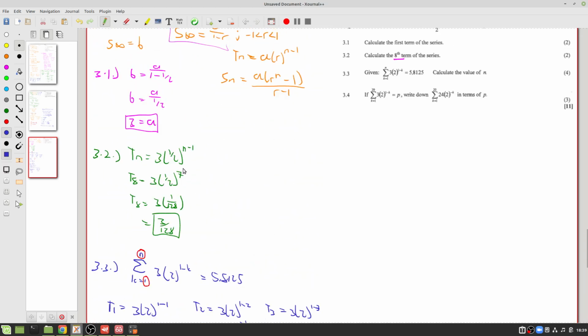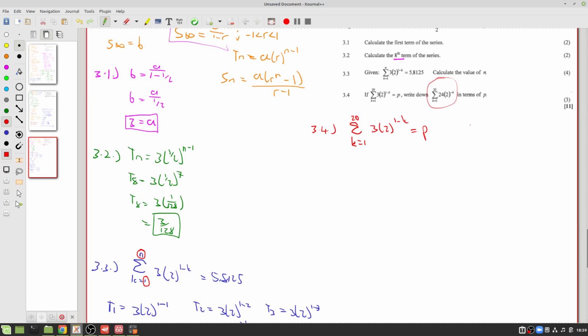Good. Now question 3.4, so the last one for question 3 here. I'm just going to rewrite this. So they say if we have this, write down the value of that in terms of p. So the first part says sigma, so the sum from k equals 1 up to 20 of 3 times 2 to the power 1 minus k. They tell us that's equal to p. Now we have to find this thing in terms of p.